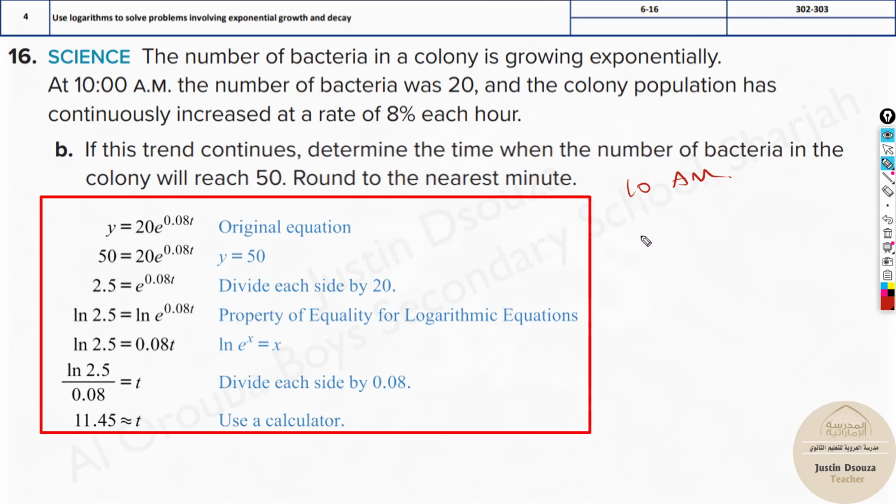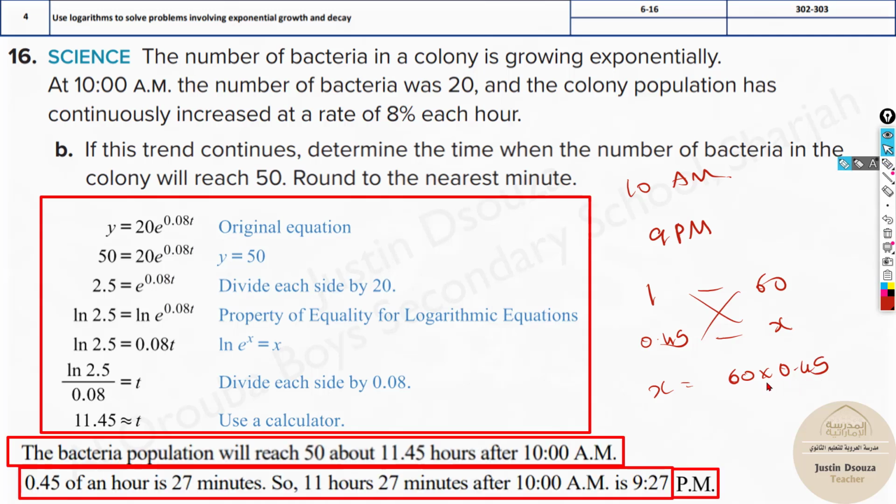If you add 11 hours, it'll be 9 p.m. But what about this 0.45? There are different methods to do it. The easiest way is cross multiplication, which I always use. Now, let's consider 1 as 60 minutes because this is minutes, right? Now, how much will be 0.45? Because I have 0.45 remaining. How many minutes? X. Cross multiply. X will be equal to 60 times 0.45. You can just put in the calculator and you will get the answer. It will be less than 30 for sure.